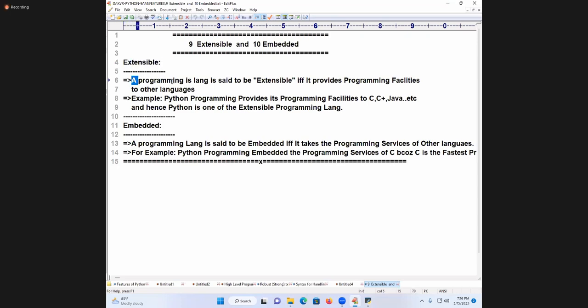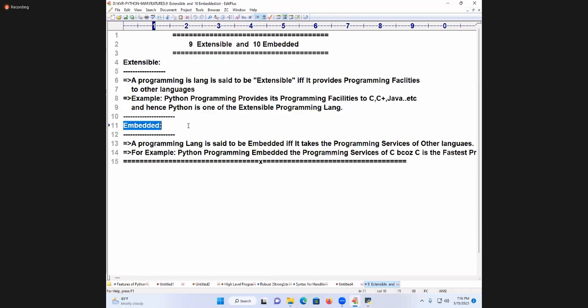Extensible: a programming language is said to be extensible if and only if it provides programming facilities to other languages. For example, Python programming provides its programming facilities to C, C++, Java, etc. Hence, Python is one of the extensible programming languages.